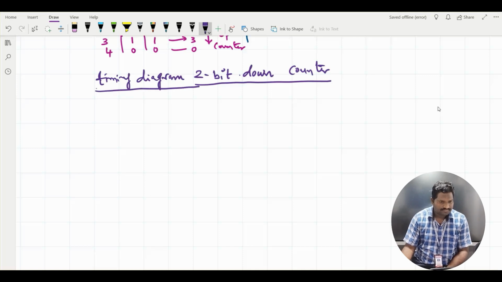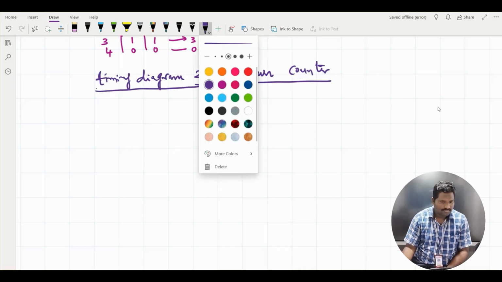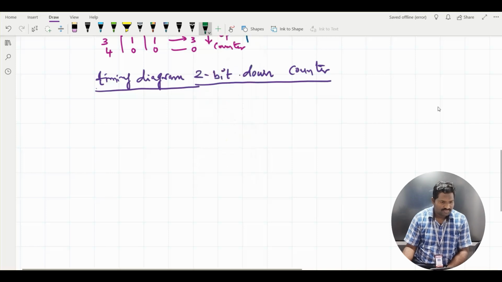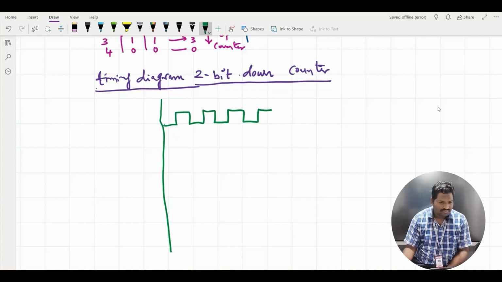Okay, let's take a... So as usual, the clock pulse I would like to give. So it's a negative triggering clock pulse, and this is the clock pulse I have taken, and I will draw the Q0 as I drew previously.